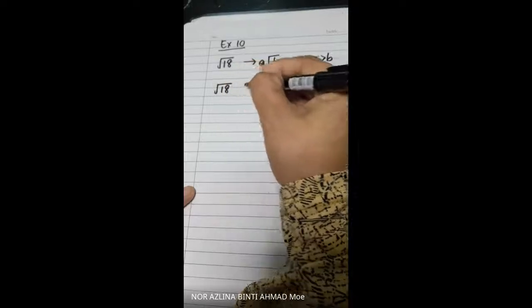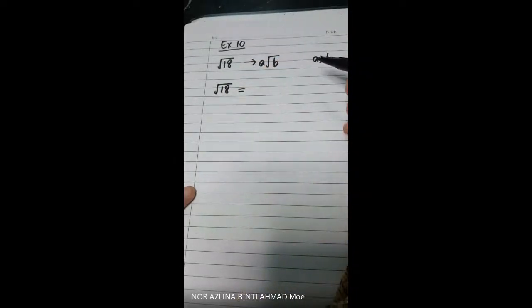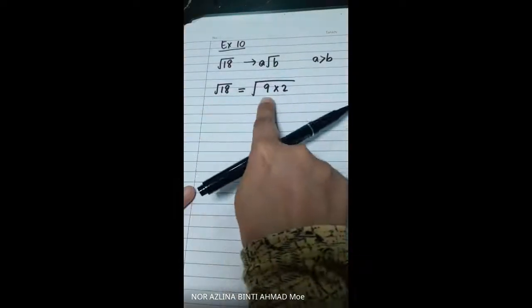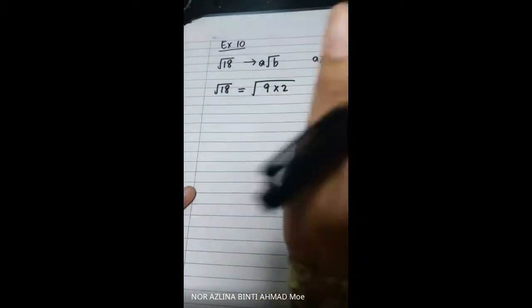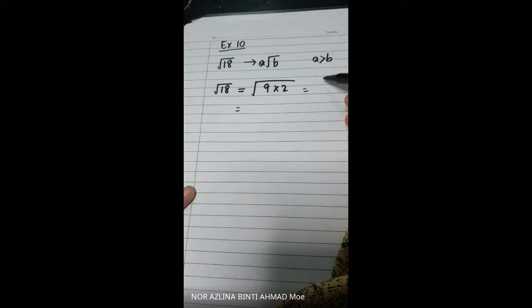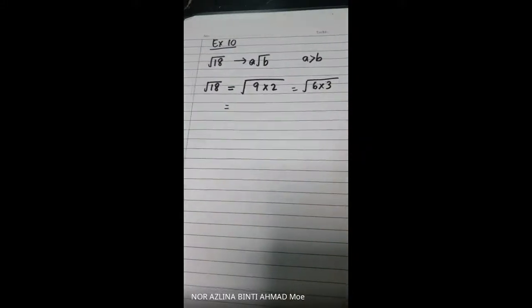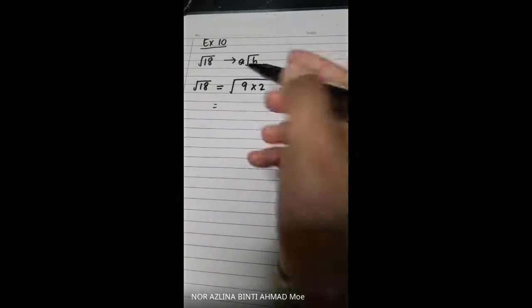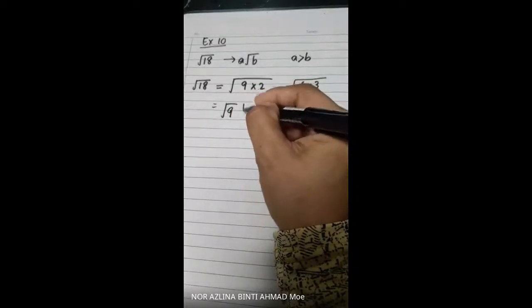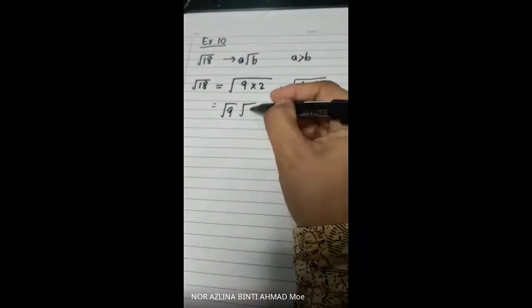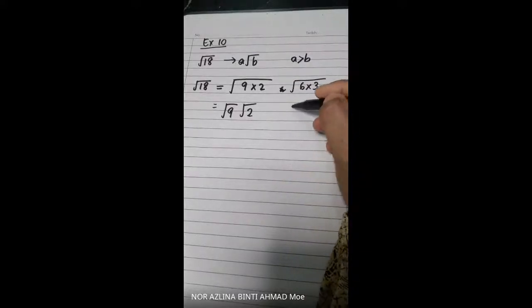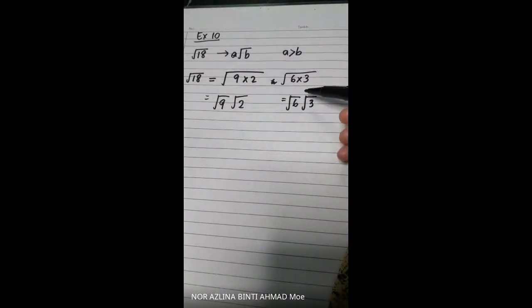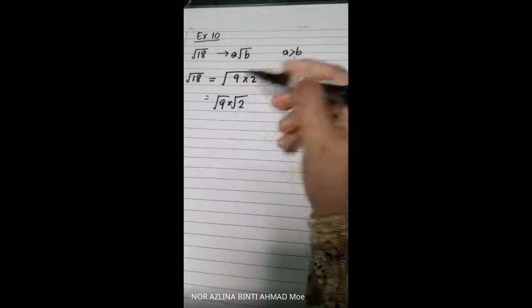Square root 18. Okay, square root 18. You change it into multiplication. So 9 multiply 2. 18 comes from 9 multiply 2. Actually, 18 we can also write as 6 multiply 3. But why we didn't use this value? Okay, now, first we separate both values. This is square root 6 and here square root 3, multiply.